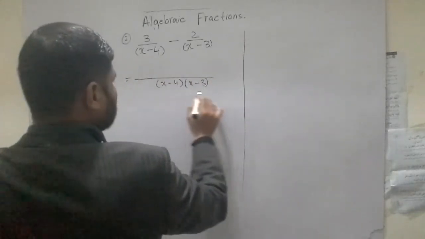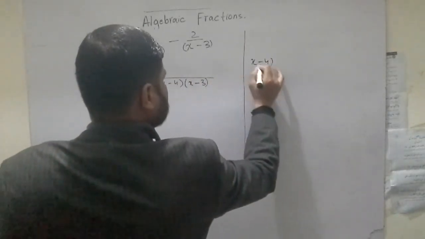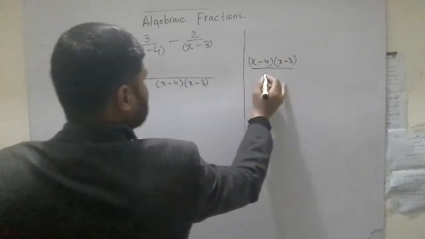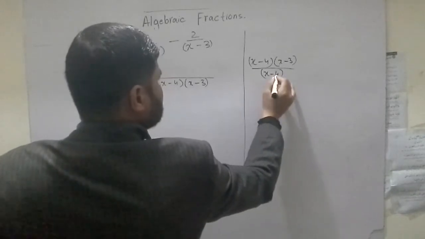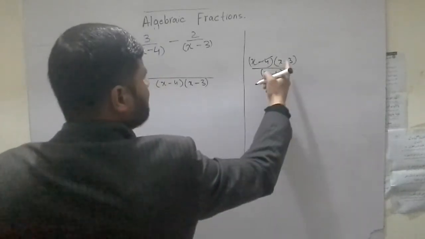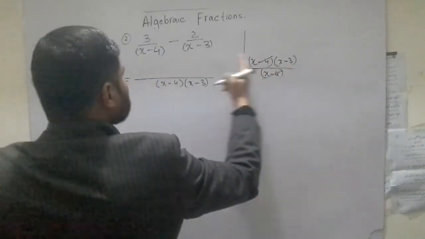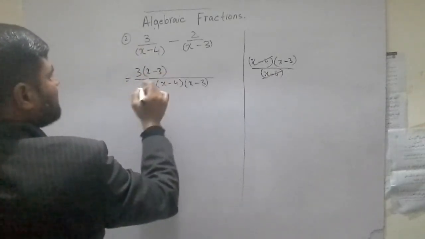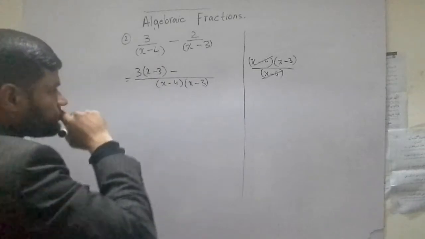So what we do, we put this on the top: x minus 4 and x minus 3 divided by the denominator x minus 4. So this will be cancelled out with this one. We are left with x minus 3. This x minus 3 can be multiplied with the numerator, 3 into x minus 3, and a minus sign here.